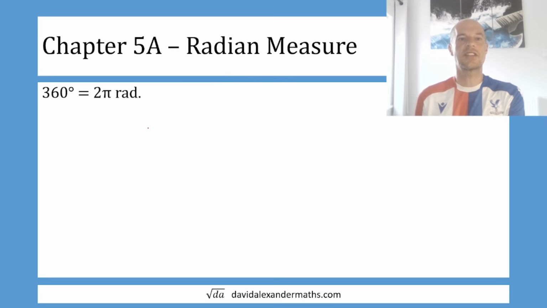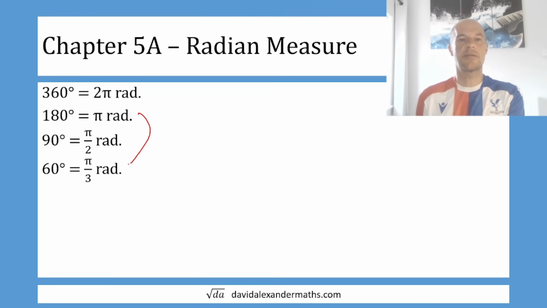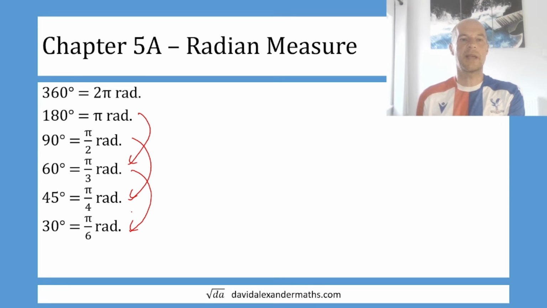So if 360 degrees is 2 pi radians, then 180 degrees is pi radians, 90 degrees is pi over 2 radians, 60 degrees, going from 180 being pi, is pi over 3, 45 is half of pi over 2, so pi over 4, and 30 degrees, being half of 60, is pi over 6.